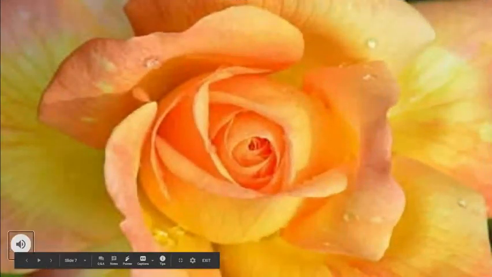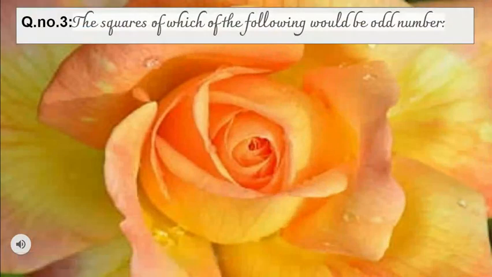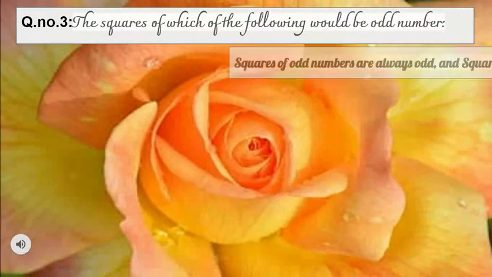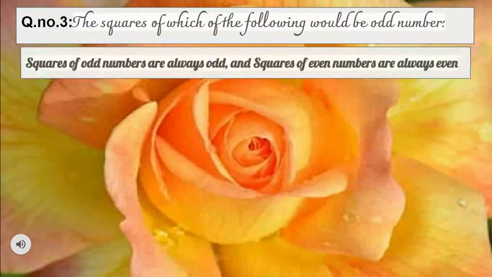Now, question number 3. The squares of which of the following would be an odd number? That is the question. Before solving that, we have to recollect one more property that we already learned in introduction part 1. Which property was that? The squares of odd numbers are always odd and the squares of even numbers are always even, isn't it?